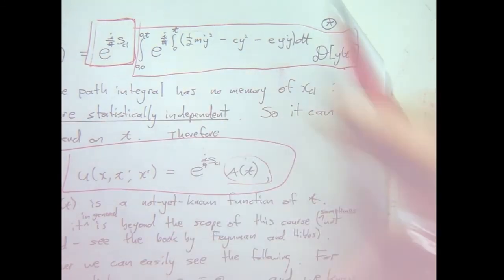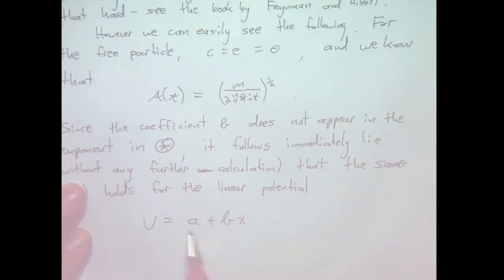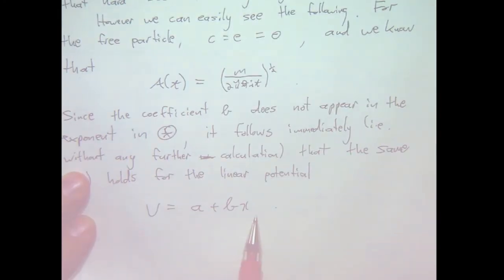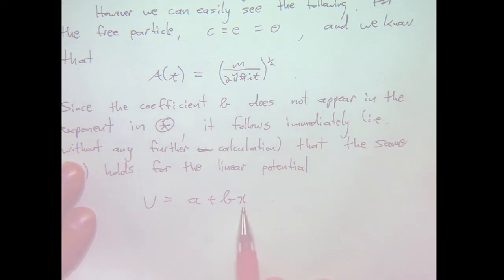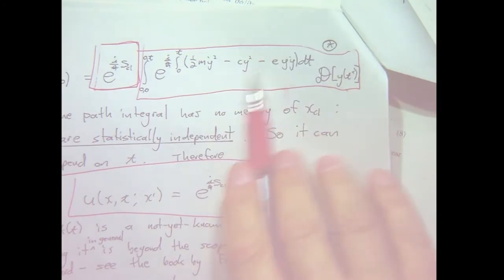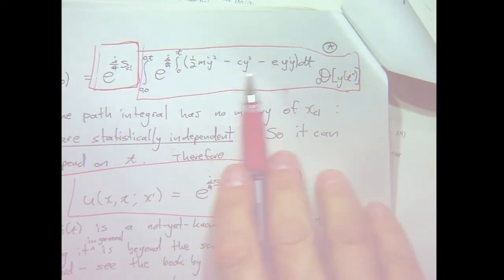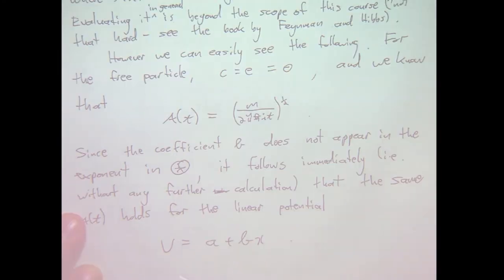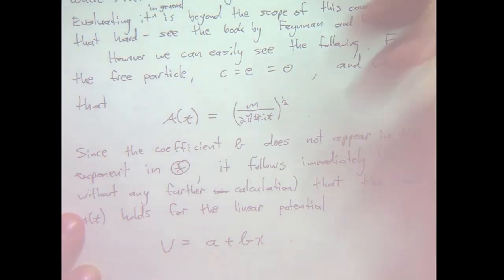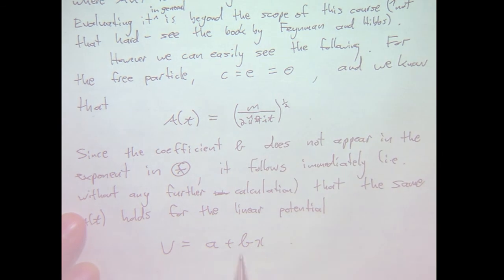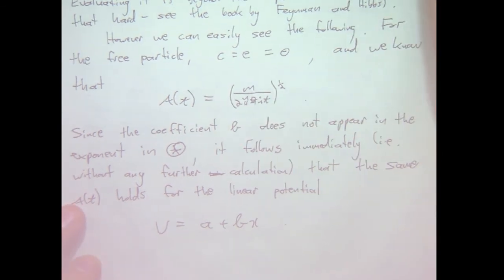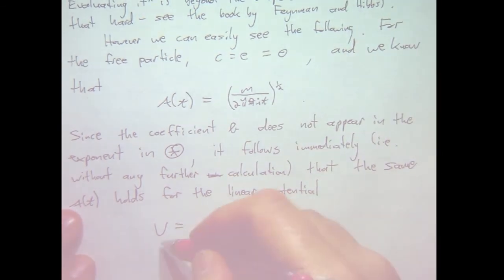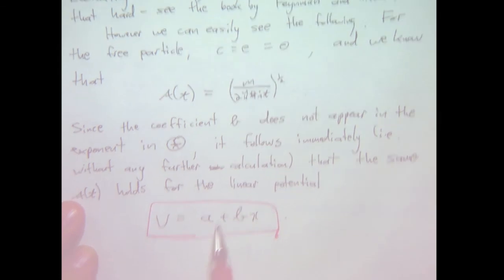B isn't there. So the same thing must hold for v equals a plus bx. So even a linear potential energy that depends linearly on x doesn't actually appear in there. B doesn't appear in there, which means that this holds for potential energy of that form. So that's just generalizing the free particle case. So the free particle case is also true if the potential energy is that.